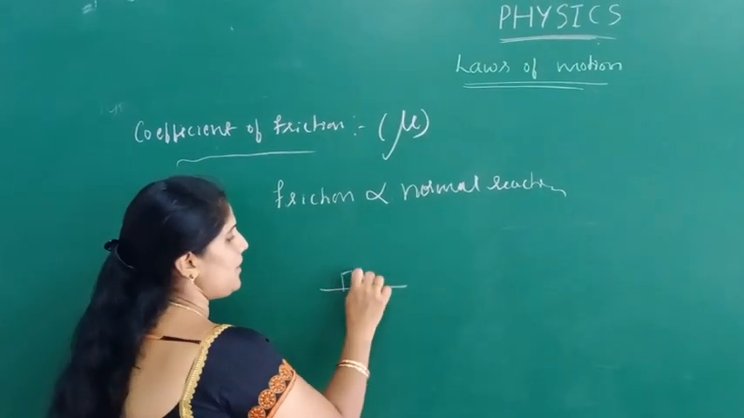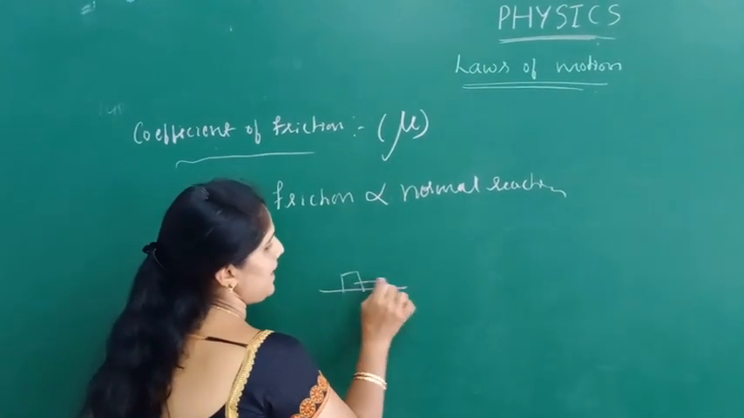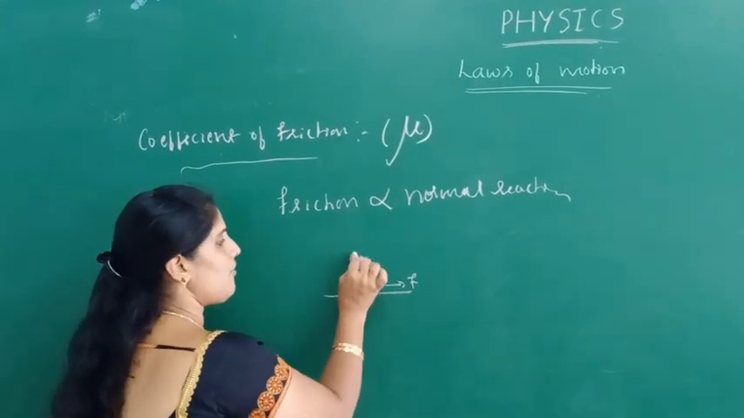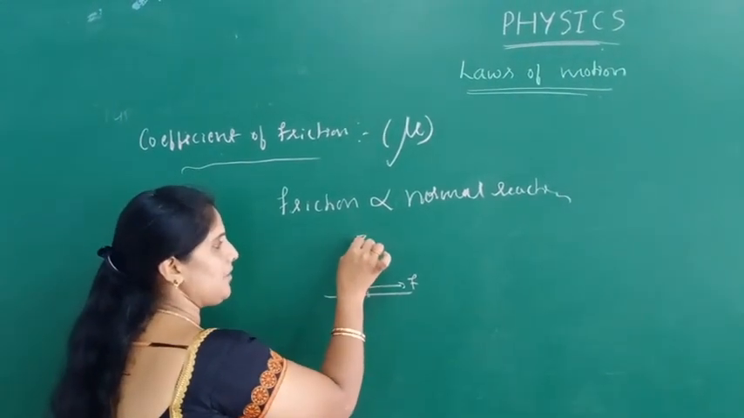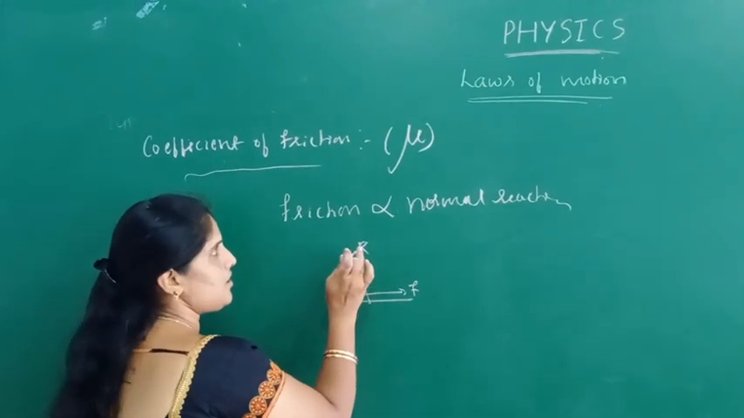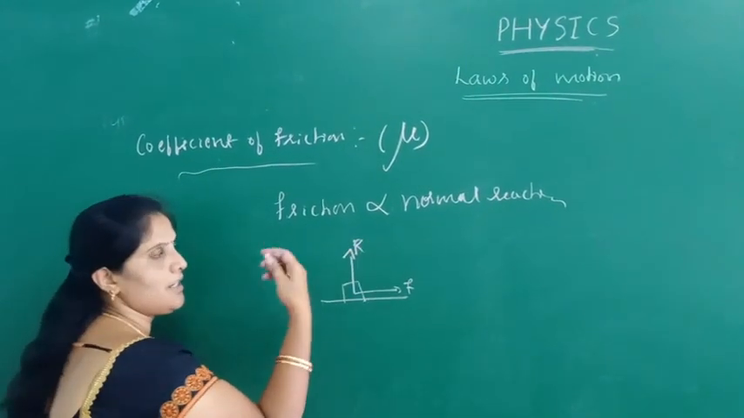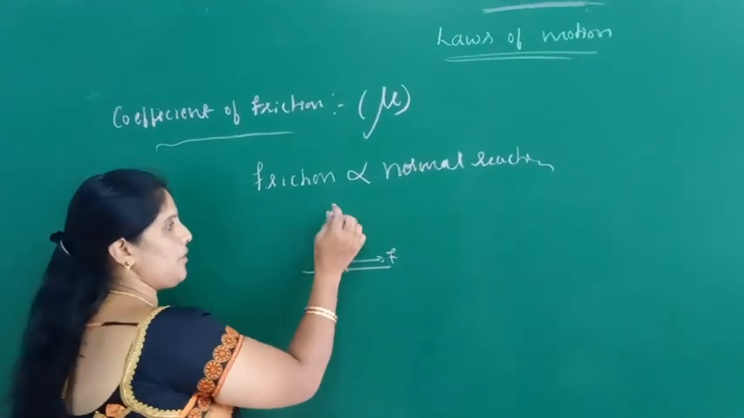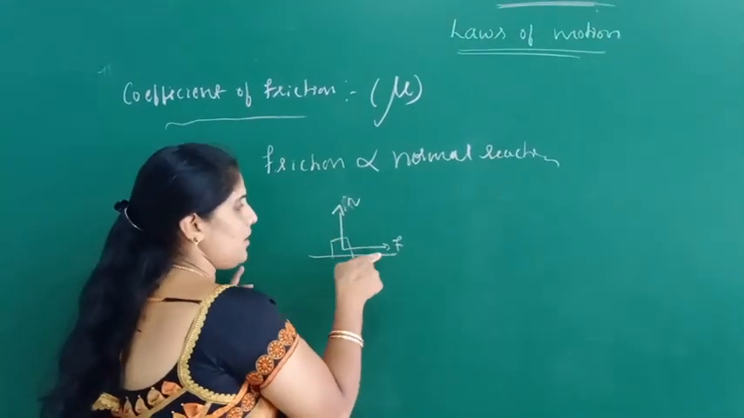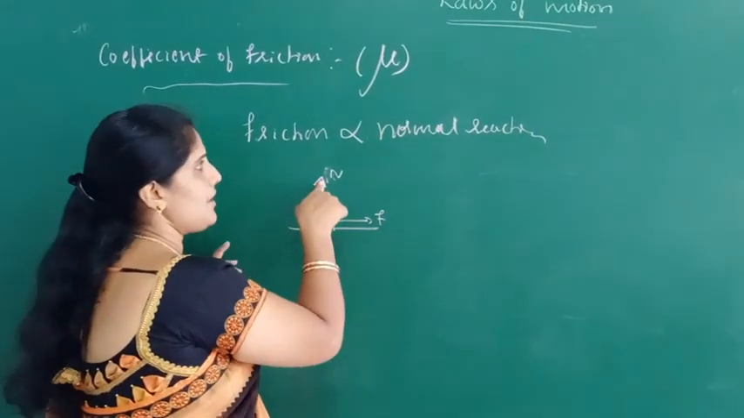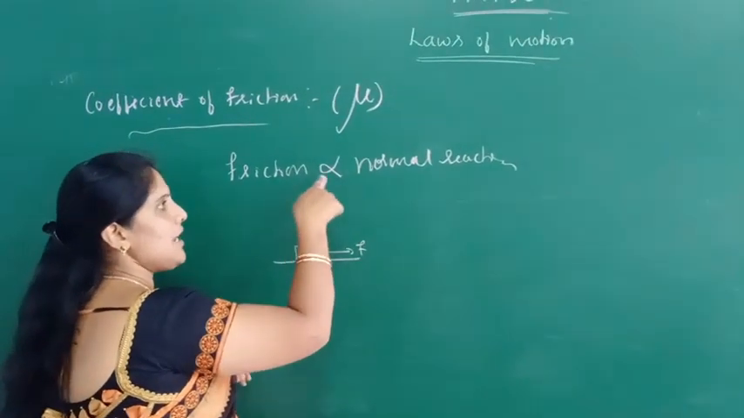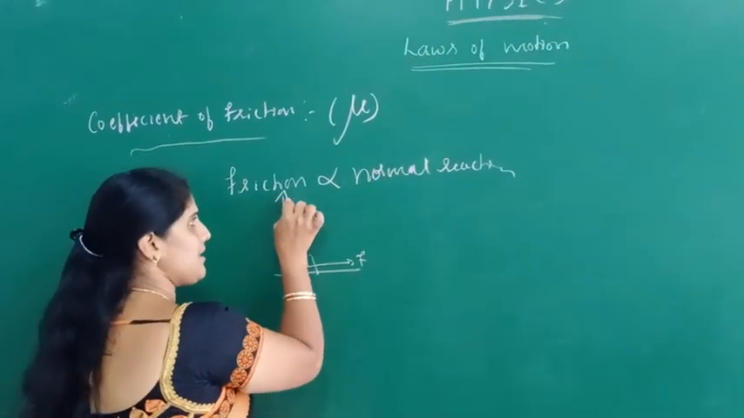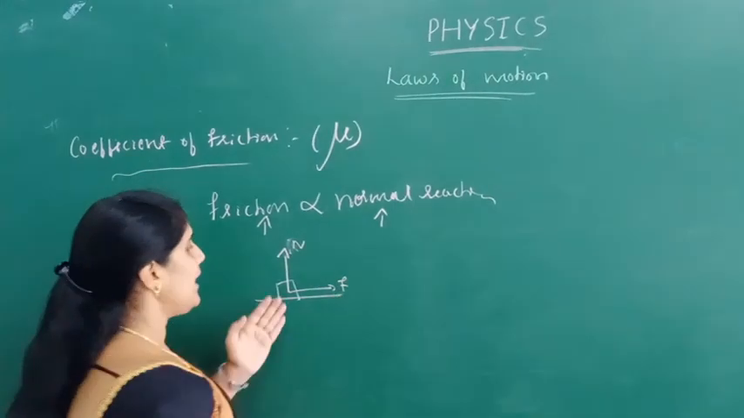What is friction? It is the component of the contact force acting parallel to the contact surface. What is normal reaction? It is the component of the contact force acting perpendicular to the contact surface. It is denoted by N or R. Here, friction is directly proportional to normal reaction. That means, as friction increases, the normal force also increases.